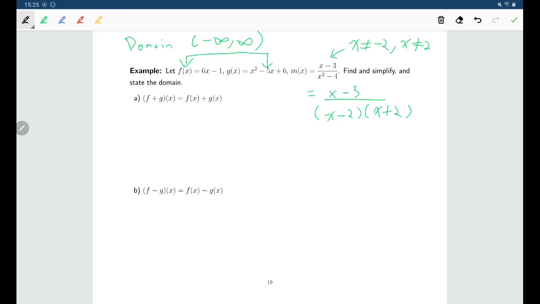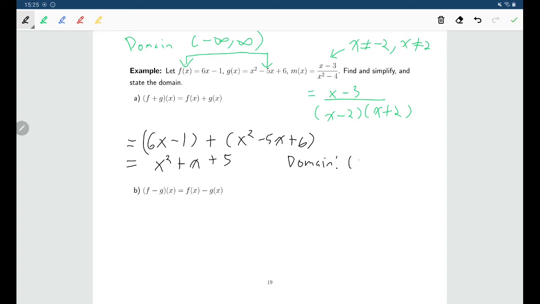Okay, so let's start with the first one. We're looking for f plus g, and that would be f of x plus g of x. And that's easy enough to do. We just take f of x, which is 6x minus 1, and we'll add g of x, which is x squared minus 5x plus 6. And then we'll just add everybody together. So we'll have x squared plus x plus 5. And since this is made out of f and g, and their domain was all real numbers, then f plus g should also have a domain that's all real numbers.